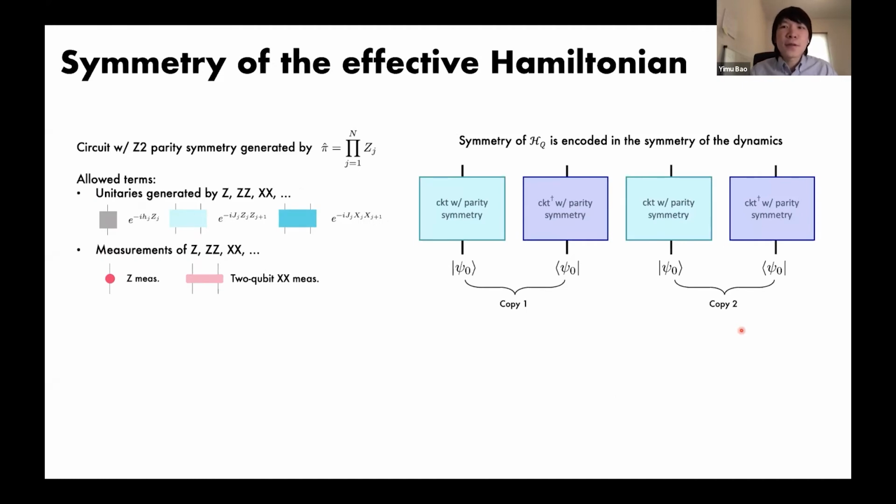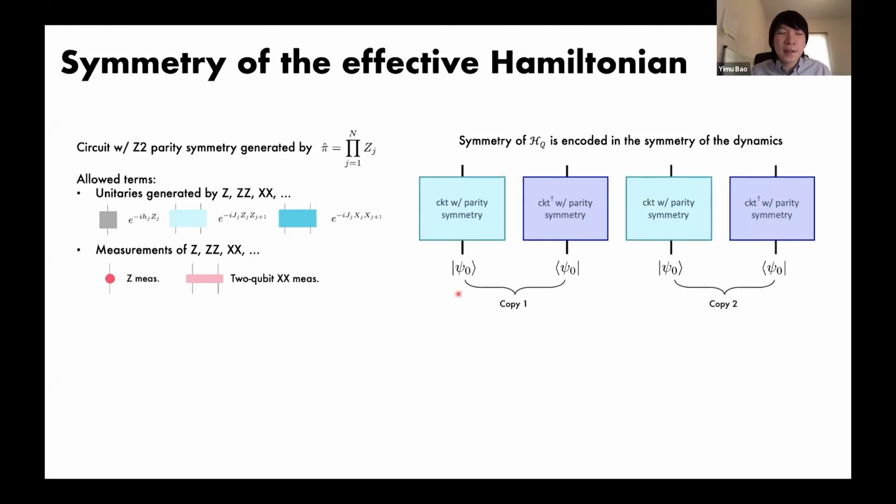Okay, now let's discuss the symmetry of the effective Hamiltonian. For simplicity, we consider a circuit with a Z2 parity symmetry generated, let's say, by the product of Z's. If we force the circuit to have this symmetry, there are only some allowed gates in this circuit, for example single qubit Z gate, 2 qubit Z gate, 2 qubit XX gate, and so on. The type of measurement is also restricted. When I say we respect the parity symmetry, I mean each projector commutes with the symmetry generator, and the allowed measurements are Z measurement, ZZ measurement, or XX measurement. And this will be the circuit that I'm going to consider for this part.